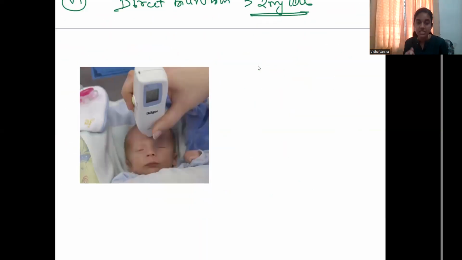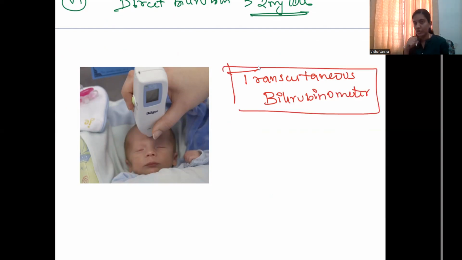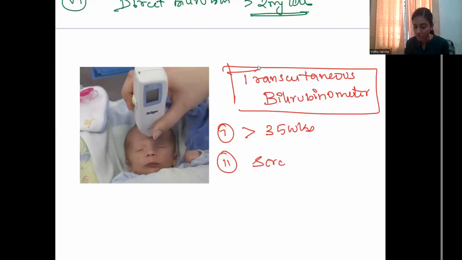Next, what is this instrument that is being shown here? It is your transcutaneous bilirubinometer. So this is your transcutaneous bilirubinometer. This transcutaneous bilirubinometer is mainly used for children more than 35 weeks of gestation. Next, it is like a screening method that is being used.